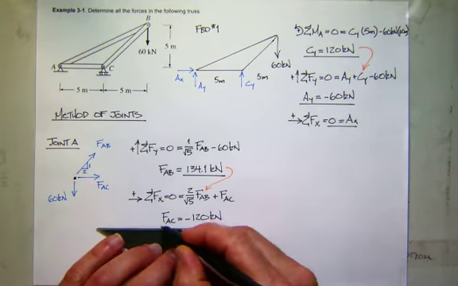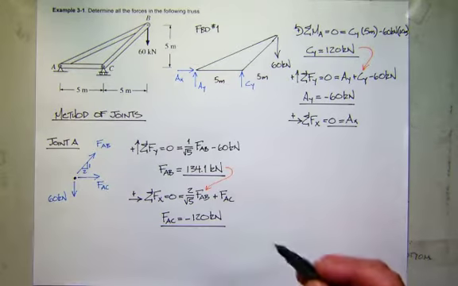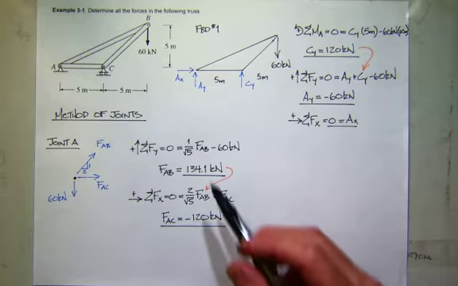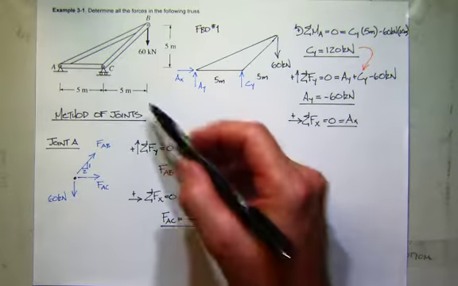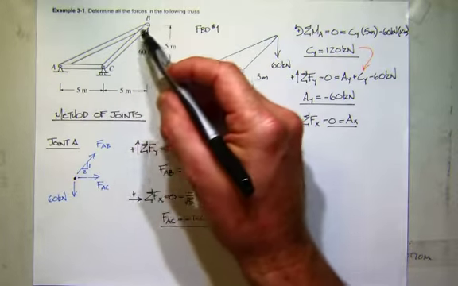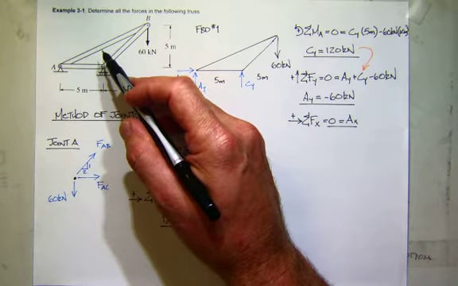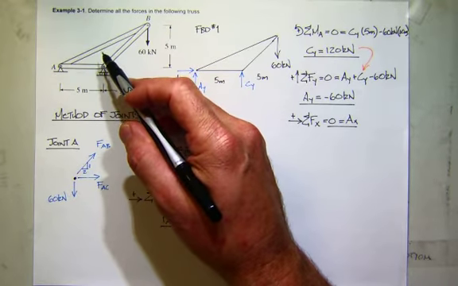Negative means compression. Let's stop and make sure that this sounds right. So what I'm saying here is AB, which is this value here, under this load, if it's in tension, that means it's trying to get longer.